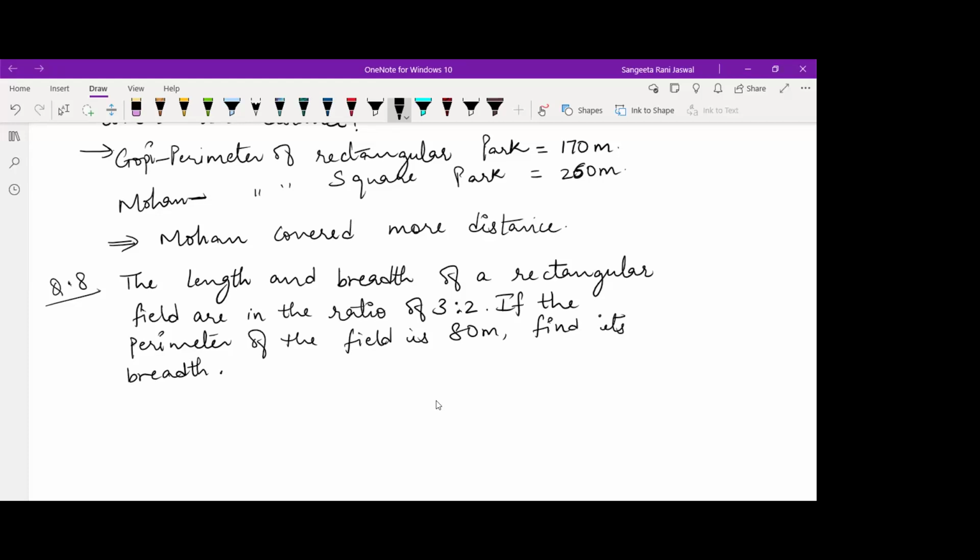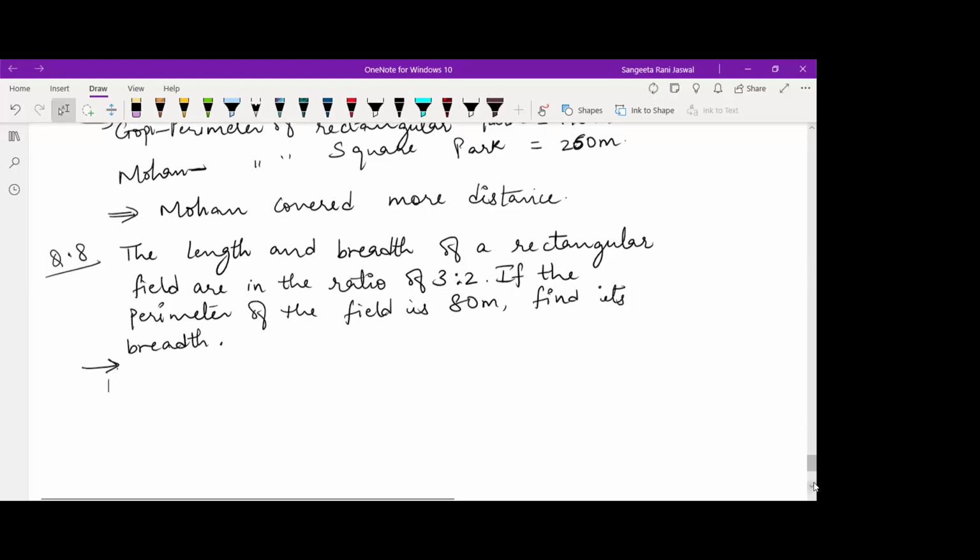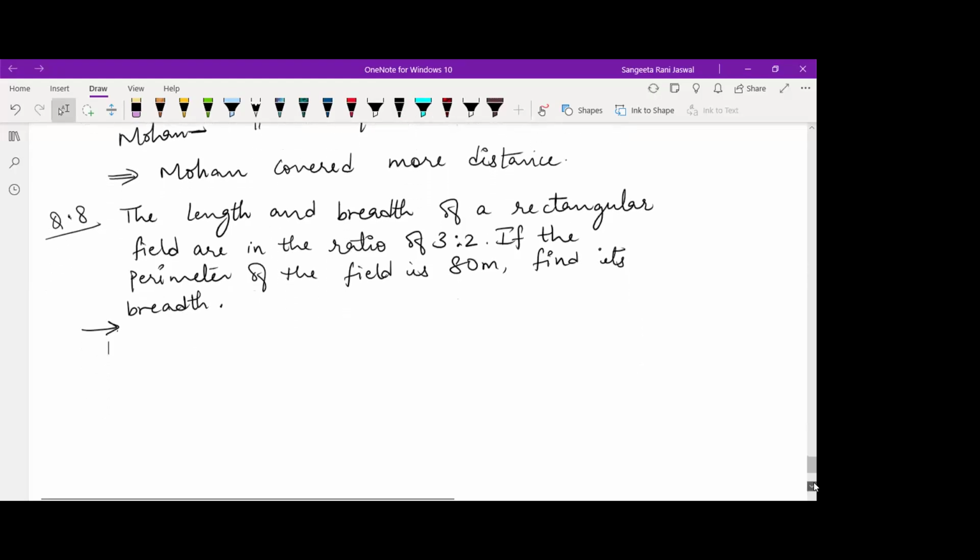Okay. Please do this. So what will you take first? The length and breadth. Yes, Adya will tell me. Adya.